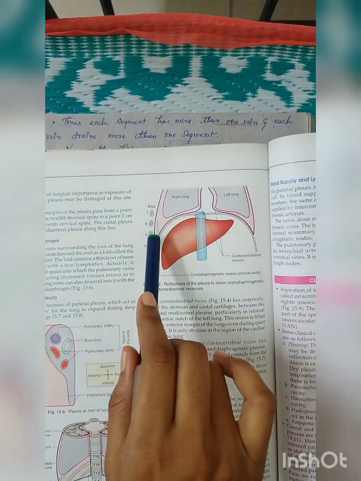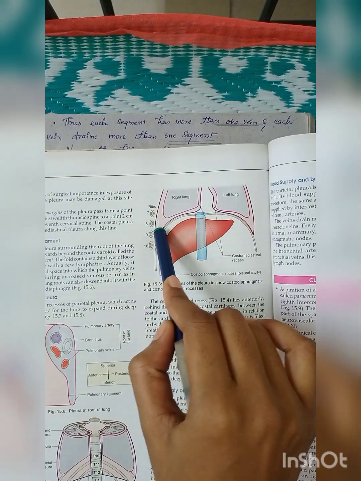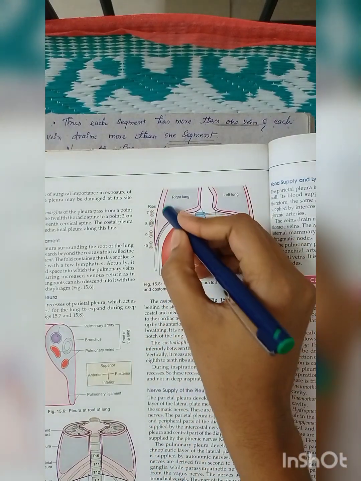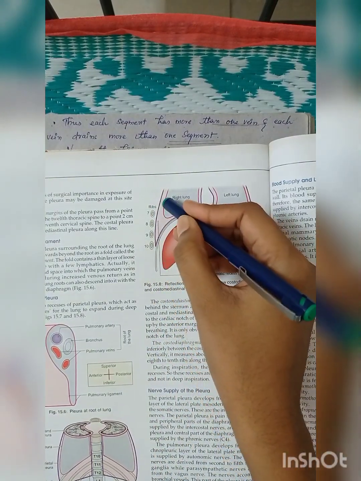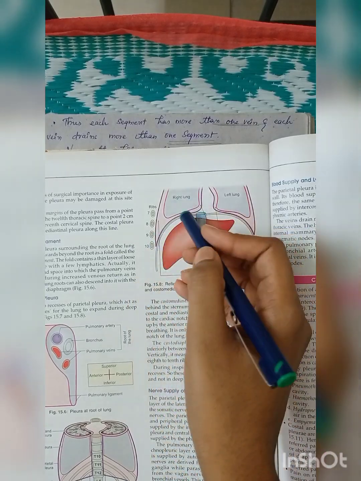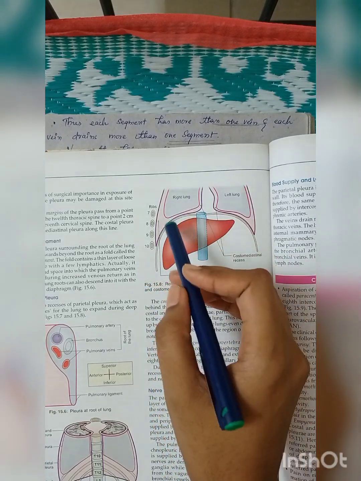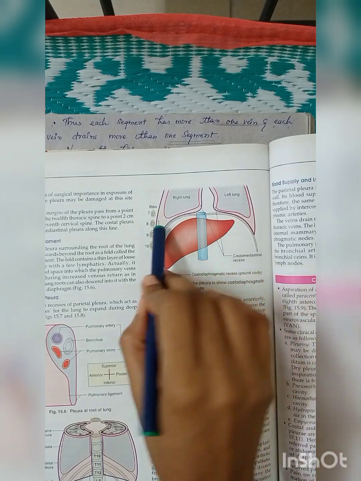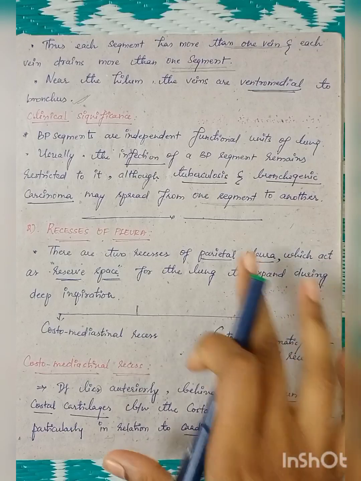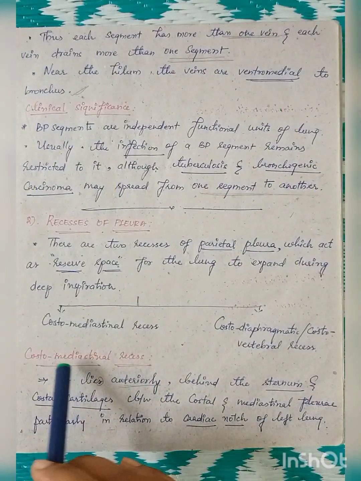And the costo-diaphragmatic recess is a space which is filled up during deep inspirations. As the lung expands during deep inspiration, this space automatically gets filled by the left and the right lungs. There is a procedure we are going to see in clinical significance, and during that procedure this plays an important role. And let us see a little more detail about the recesses.